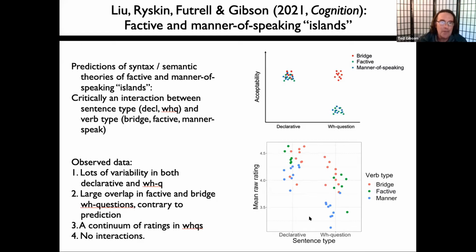Second, there's a large overlap in the factive and bridges. The green ones are supposed to be way down here, but they're all intermixed with the red ones, contrary to prediction. And there's really just a continuum of rating in WH questions, and there are no statistical interactions. So those things that are predicted are not there. To the extent that there is variability in WH questions, it's the same variability that's in the declaratives, to exactly the same extent.